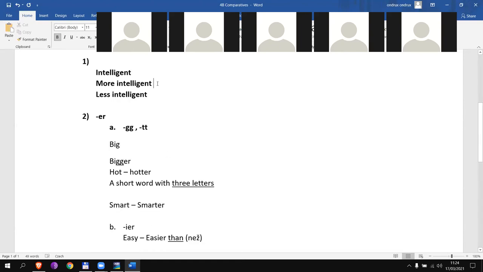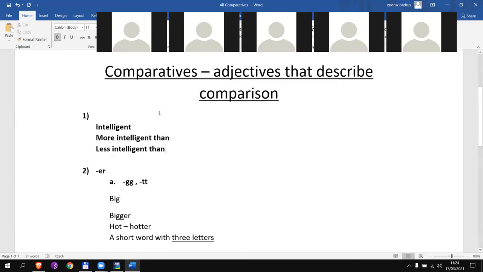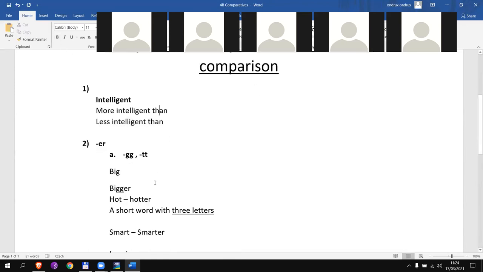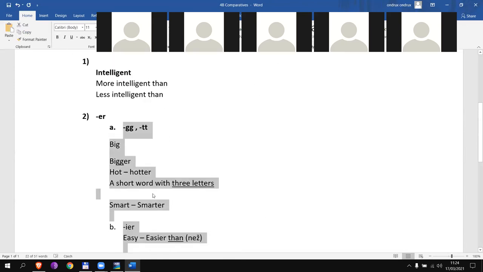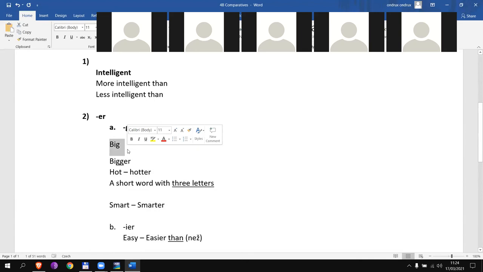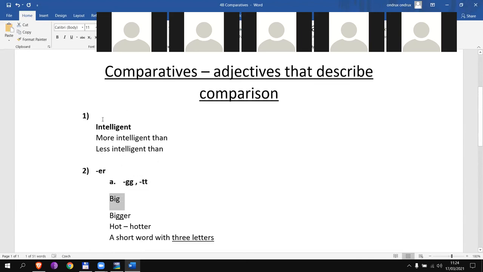Now, then I can also say then, of course, než. So here I can compare up and I can compare down. This is not possible here. That means I would have to change the word, like big, and I would say, I cannot say less big, right? So I would say smaller, right? That's the idea.